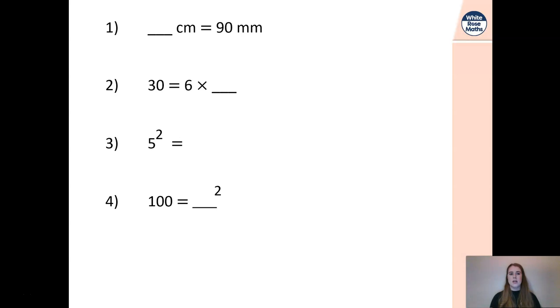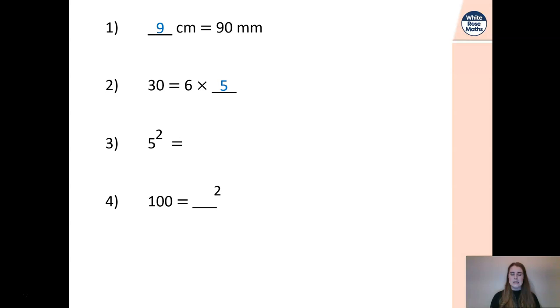So, a certain number of centimetres equals 90 millimetres. Well, we know that there are 10 millimetres in 1 centimetre, therefore it must be 9 centimetres. Number 2, 30 is equal to 6 times something. So I need to think, well, 6 times what gives me 30? We know that the answer is 5.